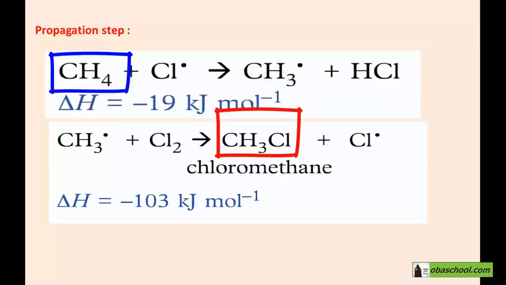Let's compare it with the starting alkane. We had 4 hydrogens and now there are only 3. So one of these hydrogens is substituted by Cl. So this is called a substitution reaction.